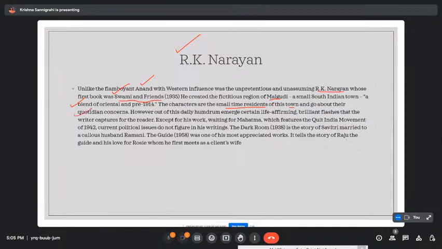However, out of this daily humdrum emerge certain life-affirming, brilliant flashes that the writer captures for the reader. Except for his work Waiting for Mahatma, which features the Quit India movement of 1942, current political issues do not figure in his writing. Then The Dark Room is a story of Savitri married to a callous husband Ramani. The Guide was one of his most appreciated works. It tells the story of Raju the Guide and his love for Rosie, whom he first meets as a client's wife. So The Guide is also a very significant work which you can refer to.